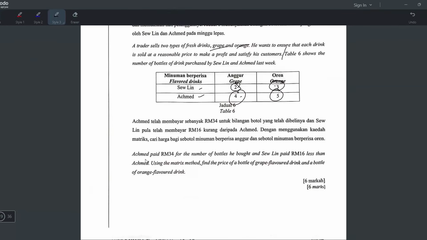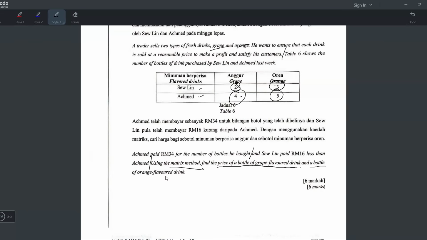Okay, what about here? Ahmed paid 34 ringgit for the number of bottles he bought. Okay, I'm sure you can write your first equation from here. But again, it's very hard to write the equation when you don't know what the X Y represents. Okay, so for me, I will not write it. Okay, yeah. And then next thing, Sulin paid 16 ringgit less than Ahmed. Okay, this one definitely you can write the second equation. But again, let's not write first. Okay. Using the matrix method, find the price of a bottle of grape flavored drink and a bottle of orange flavored drink. Okay lah, make that the X Y lah.